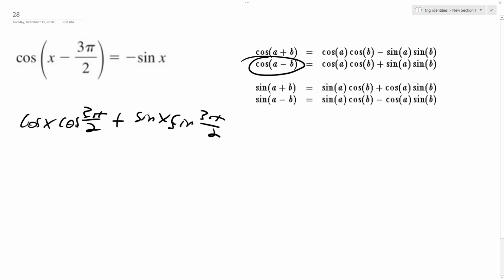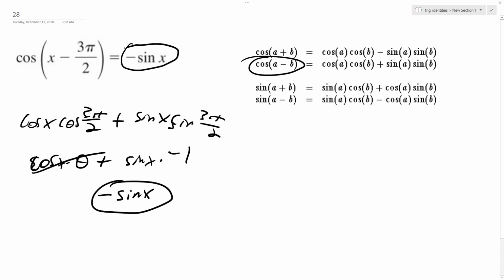So cosine 3 pi over 2 is 0. So cosine of x times 0 plus sine of x times sine of 3 pi over 2, which is equal to negative 1. All right, so this goes to 0. Negative 1 times sine of x is negative sine of x. And that matches up with what we have here. And that's it.